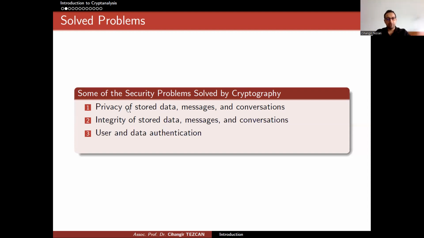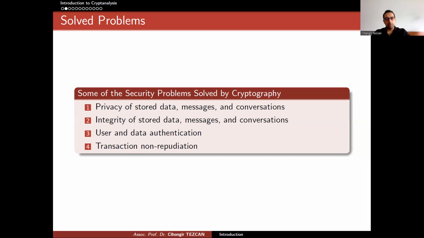Another problem that's solved by cryptography is user and data authentication. So for the integrity, let me go back. We can use hash functions, message authentication codes, and authenticated encryption. For user and data authentication, we can use digital signatures. For data, we can also use authenticated encryption.